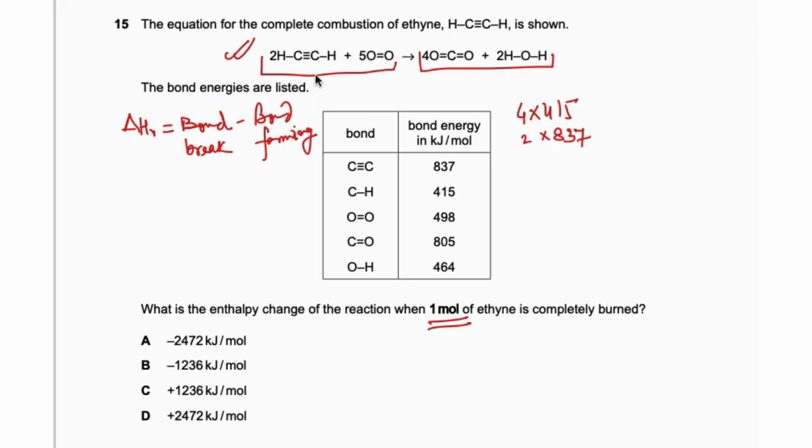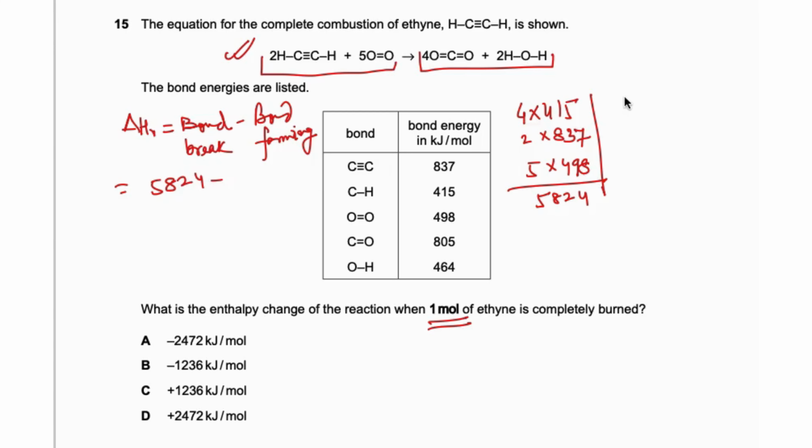And how many O=O bonds are there? 5. So 5 into 498. Total is 5824. This is the energy required for bond breaking.